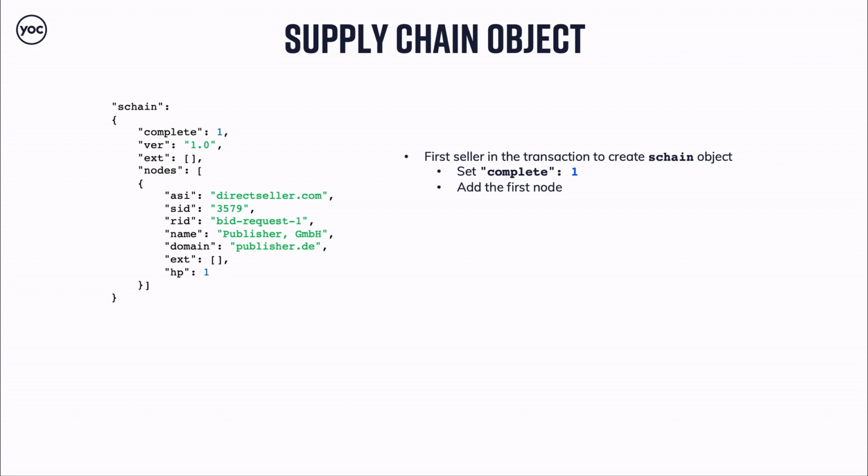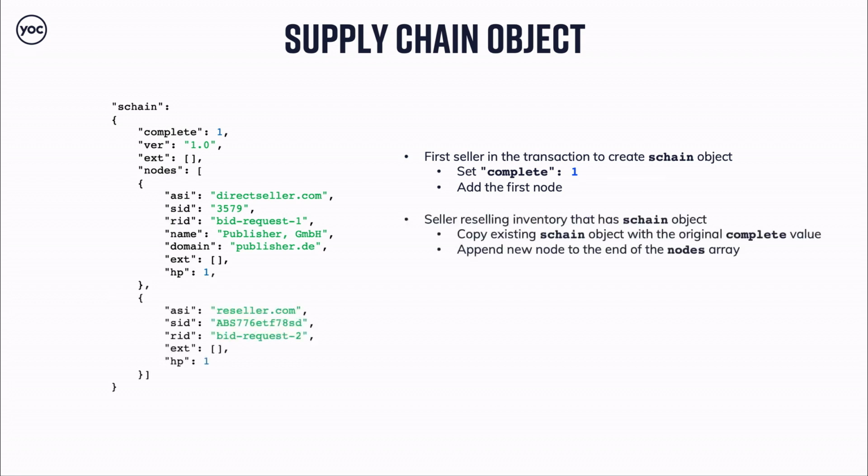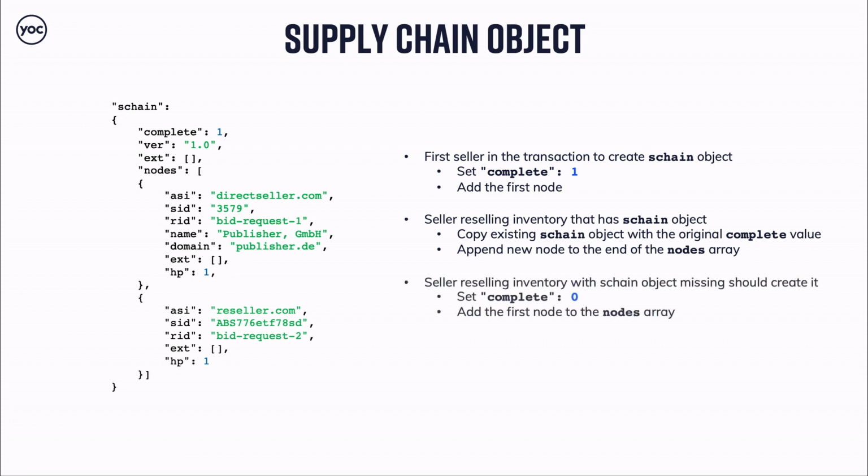It added the name and the domain of the entity that they have a relationship with, that they received the initial ad request from. And the reseller in this transaction is supposed to copy the node that it received and add the new node. If for some reason the supply chain was not provided in the bid request received by the reseller, then it should set the complete attribute to 0, add its node, and pass it further.